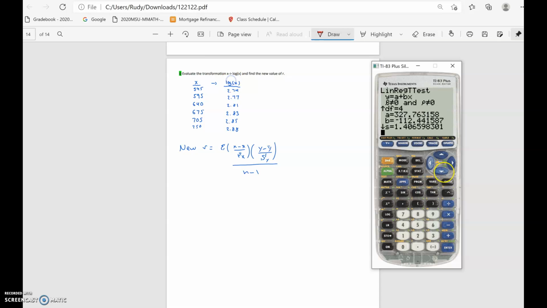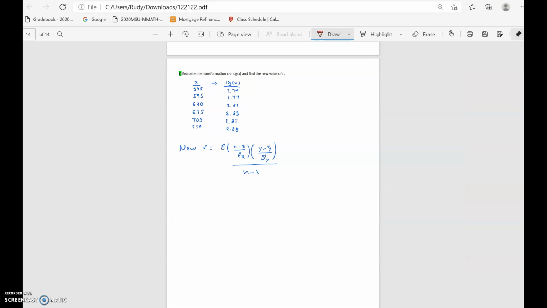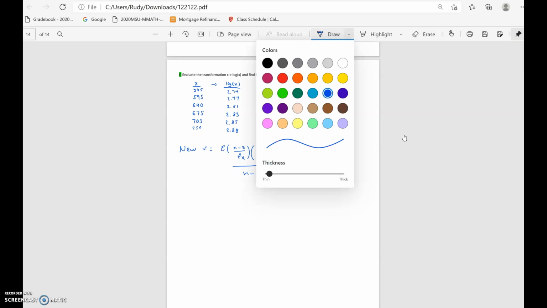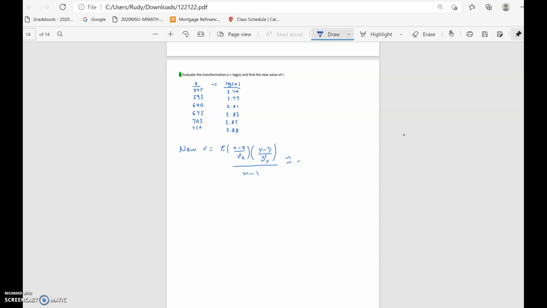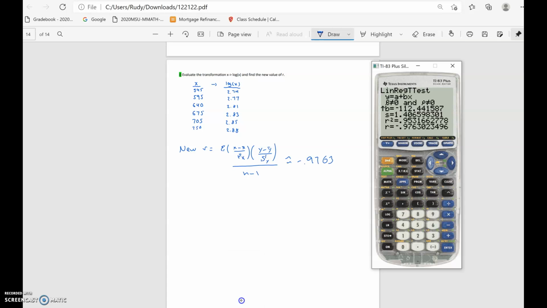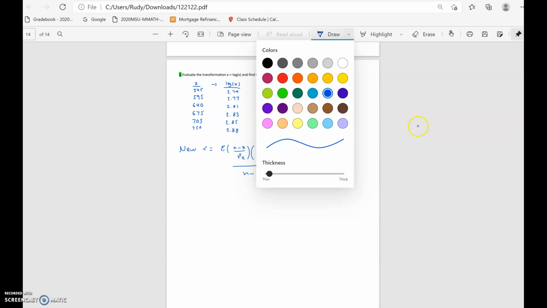Our new value of R is negative 0.9763. So approximately negative 0.9763. Let me double check. That's negative 0.9763. That's pretty much it.